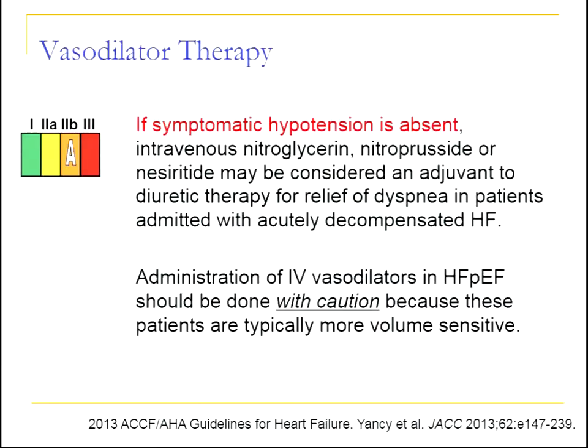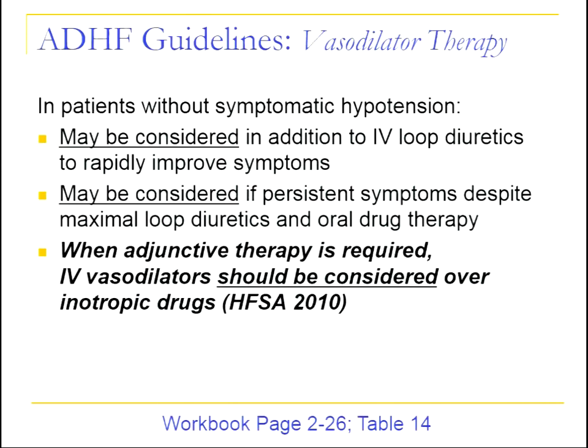So the guideline differences, basically, they're the same thing. When you have blood pressure to work with, you're going to go to a vasodilator before an inotrope. But the caveat is that if your patient has preserved ejection fraction, you may want to be very careful with IV vasodilators. But most of these patients that I have been referring to in the guidelines are talking about those that have reduced ejection fraction. So you consider vasodilator therapy to rapidly improve symptoms.